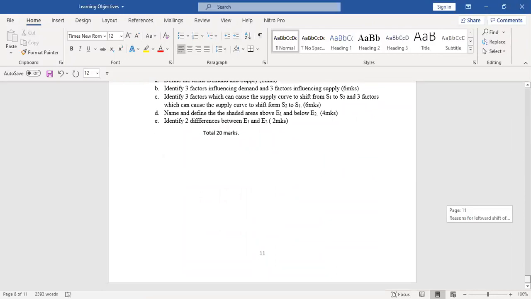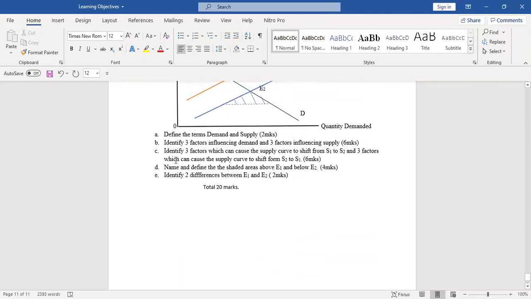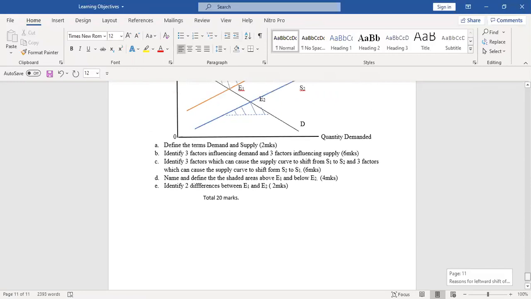and if seller expectation is that there's going to be a rise in price in the future. Next part of the question. Name and define the shaded areas above E1 and below E2. Let's see what they're talking about here.